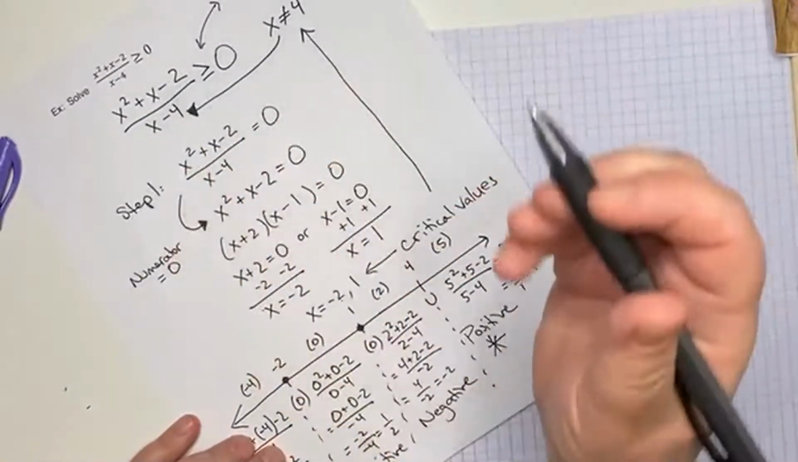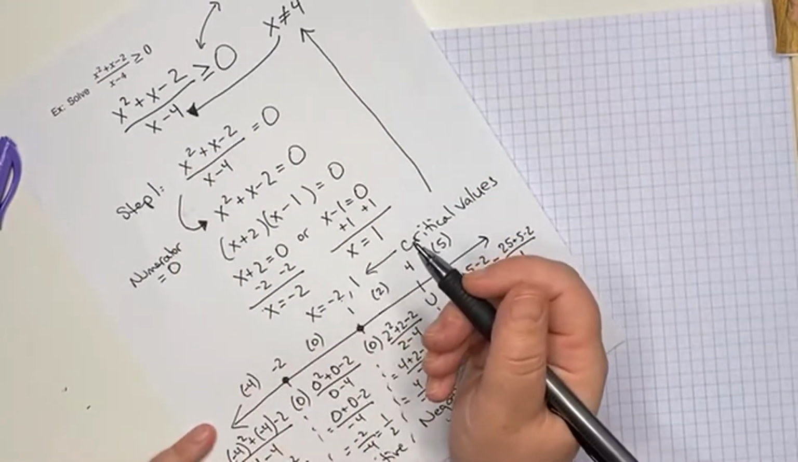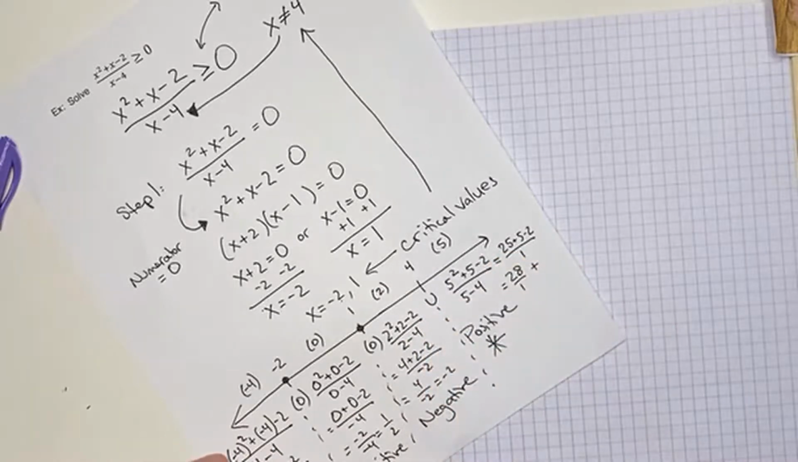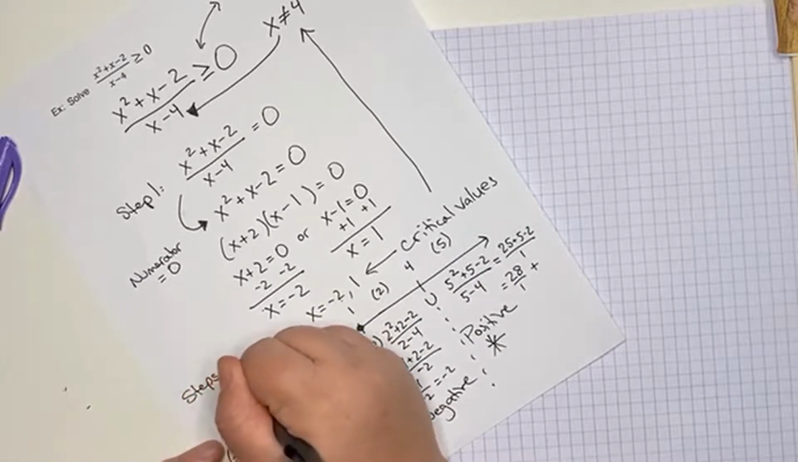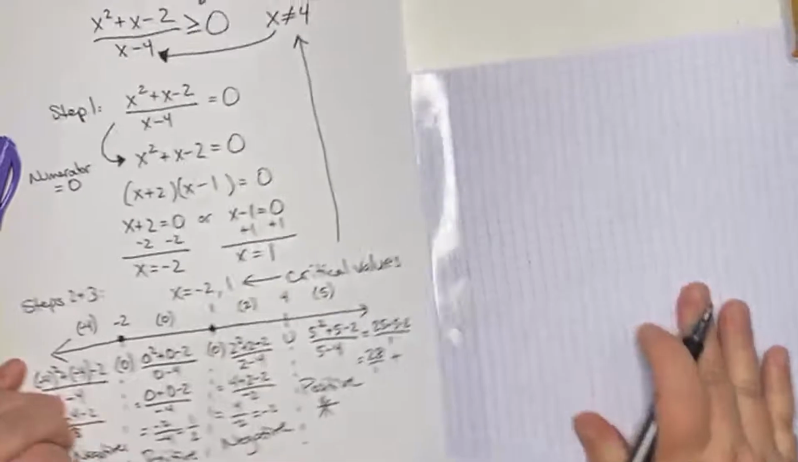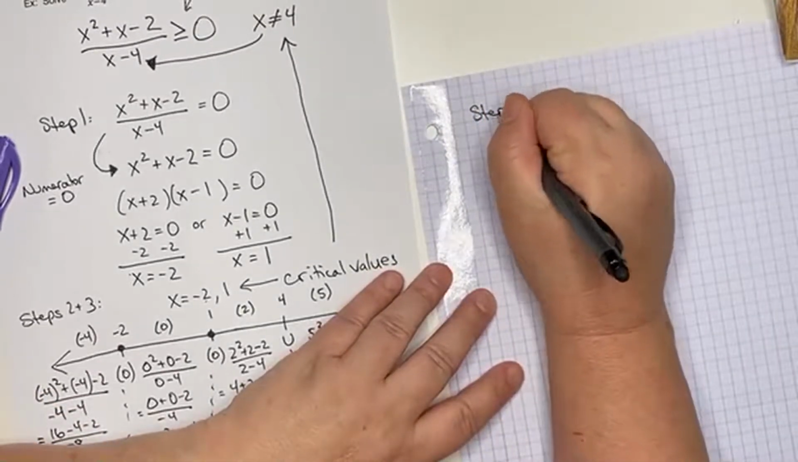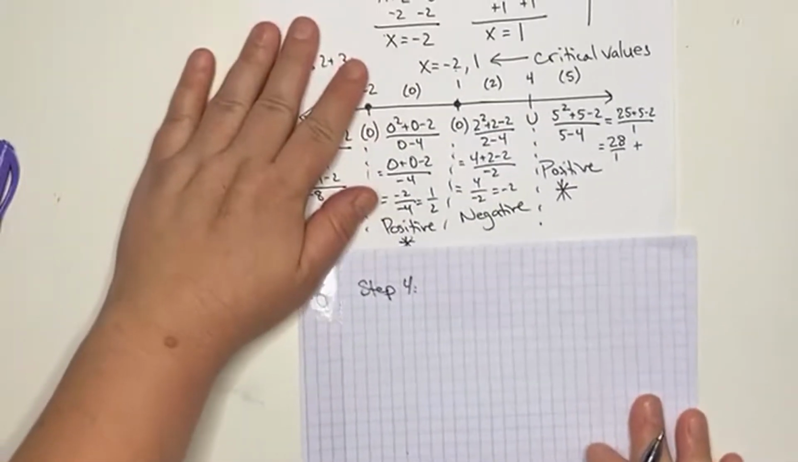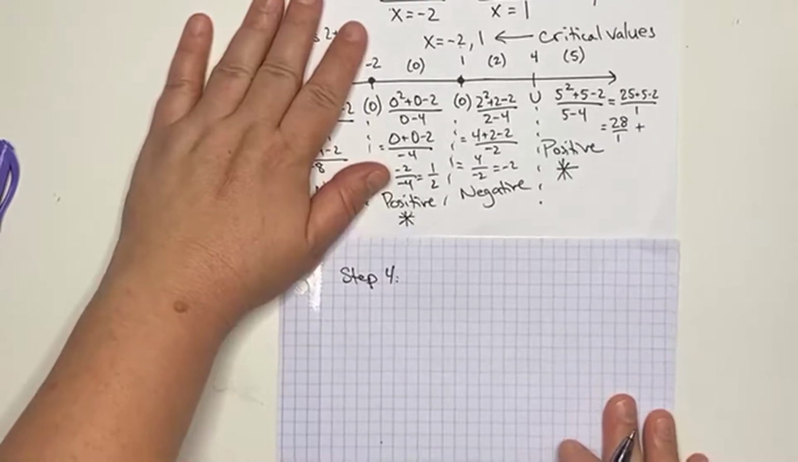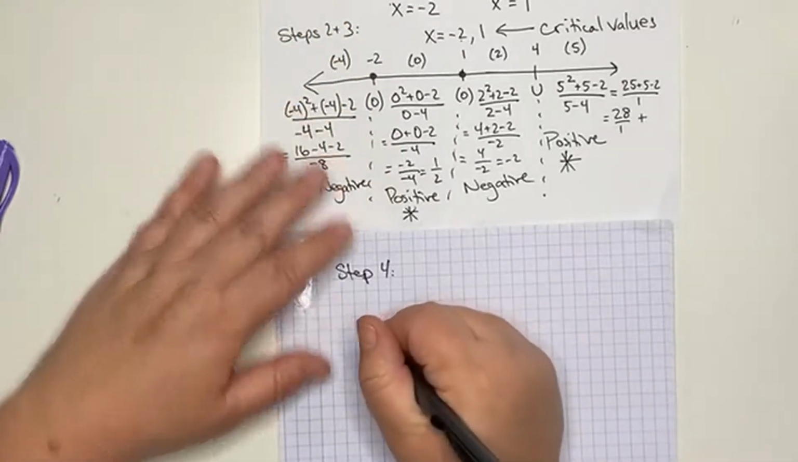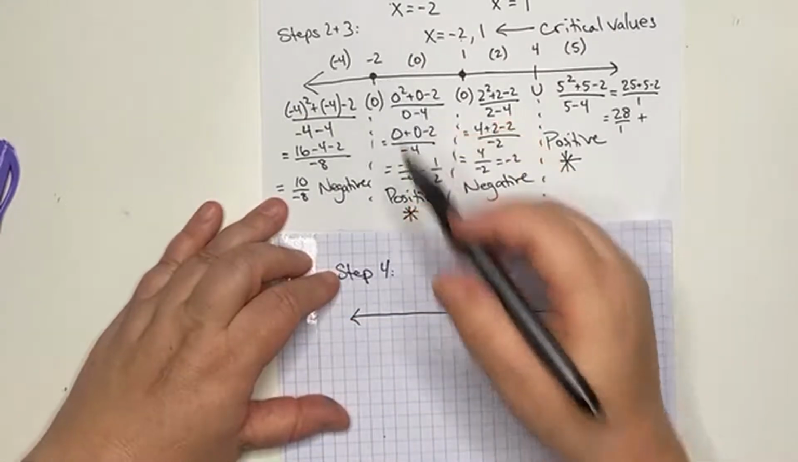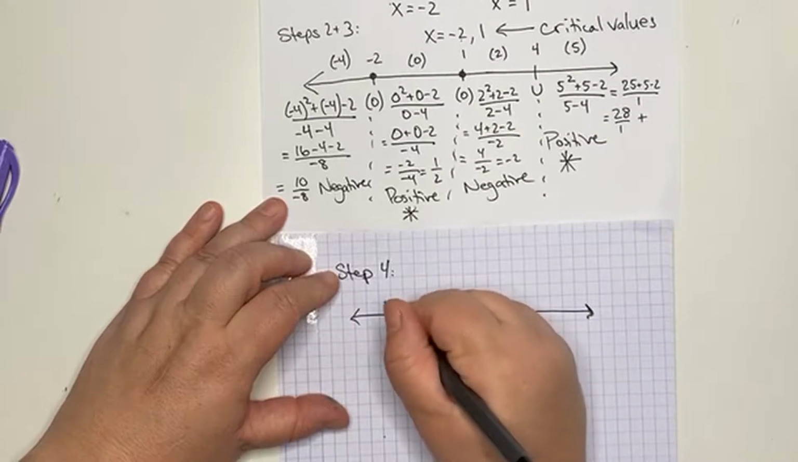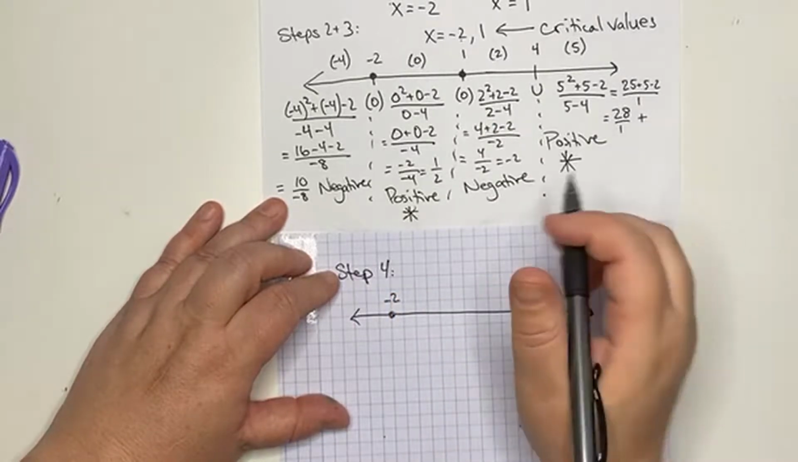So let's see. Step 1. I forget what the steps were. This is steps 2 and 3. And then here is step 4. Let me write this, put this here so you can actually see what's going on. We want positive and 0. So on our line, are we going to include -2? And the answer is absolutely. -2 is included.